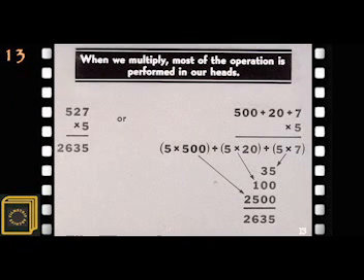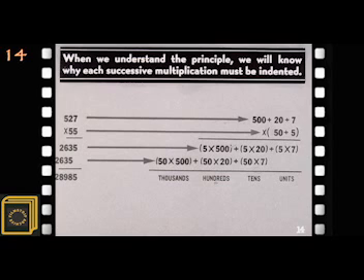When we multiply, most of the operation is performed in our heads. We don't multiply 527 times 5 in one chunk. Instead, we multiply 5 times 500, 5 times 20, and 5 times 7, and then add each of the products together. When we understand the principle, we will know why each successive multiplication must be indented, why you first multiply by the units and then by the tens.